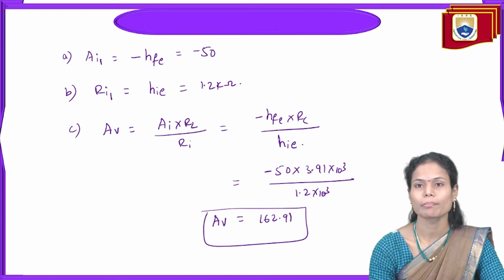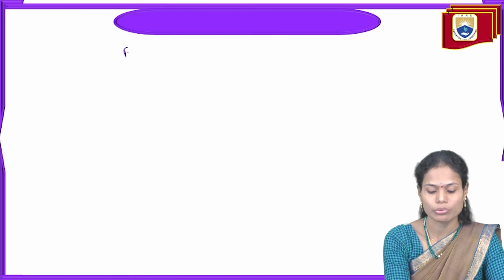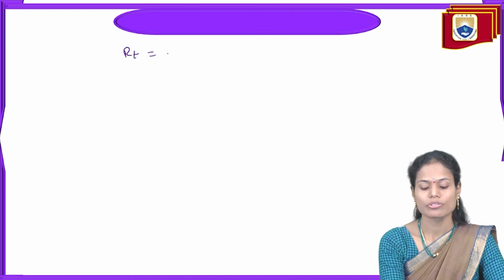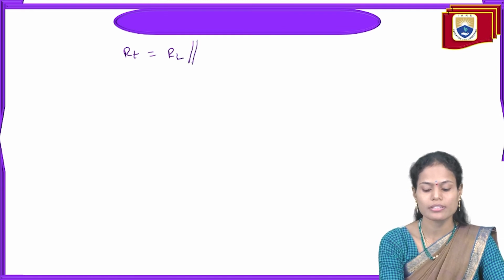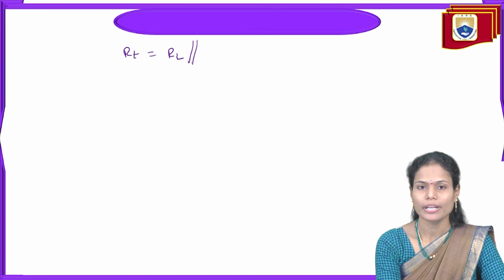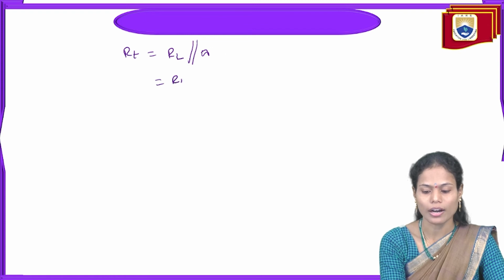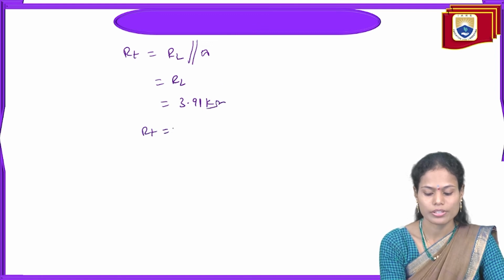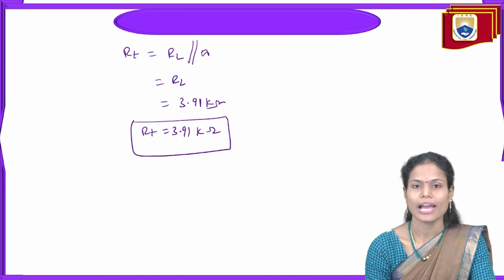So we have calculated the parameters of the first stage as well as the second stage, and next we need to calculate the total resistance RT. So that is the parallel combination of the load resistance of the overall circuit as well as the overall output impedance of the amplifier, that is infinity. So the value we will get as RA and this value is 3.91 kilo ohms. So the total resistance is 3.91 kilo ohms. So these are the parameters for both the stage amplifier.